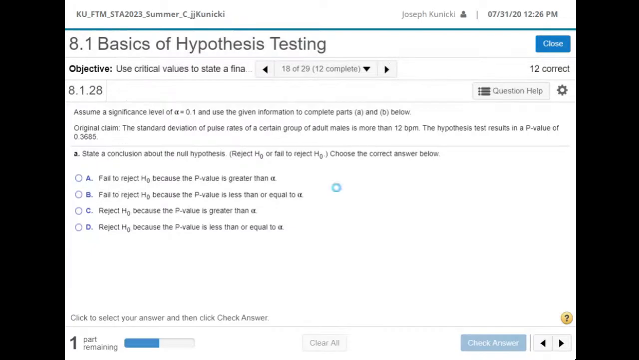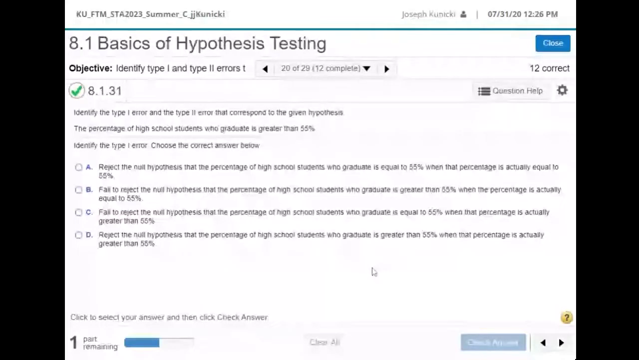Okay, the next question is, I got to get a new 8131. Okay, this is for a type 1 and type 2 error. So here it comes, 8131. So identify the type 1 error and the type 2 error.